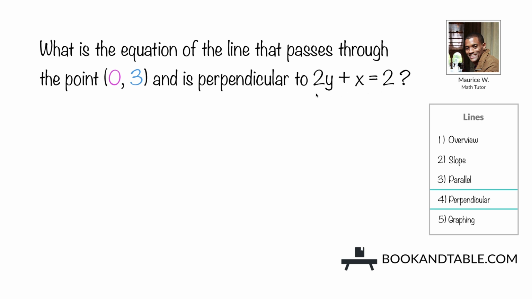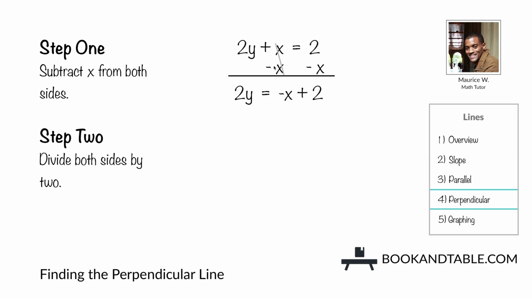So we'll want to change this to slope-intercept form so that we can figure out what the slope is. That will help us figure out the slope of the line we're looking for, and we can use this point. We then use that slope and this point in the point-slope form to figure out the equation of the line that we're looking for.